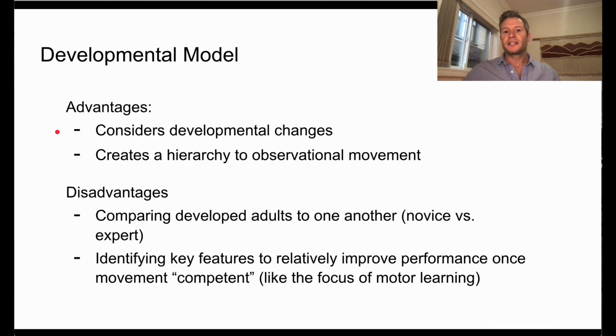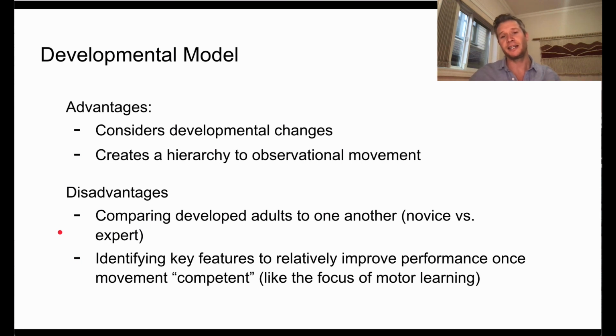So the advantages, obviously, are developmental changes. It creates that hierarchy to observational movement, which is very useful when we're trying to systematically look at movement qualitatively or from an observational perspective. And the disadvantages: trying to compare adults' skills to one another. For example, once we reach a certain threshold of throwing, that's where these developmental models fall short.